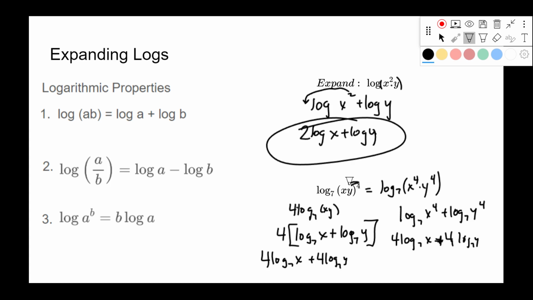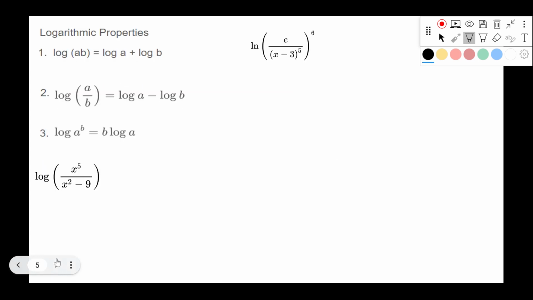So you can distribute the exponent before you go and start using the other properties, or you can put the exponent in front first of the whole thing and then use the other properties. But you have to remember that this 4 belongs to both the x and the y. That's why you're able to put it in the front at the start. Okay, when we split this apart, they both get multiplied by 4. All right. Okay, let's try a couple more.